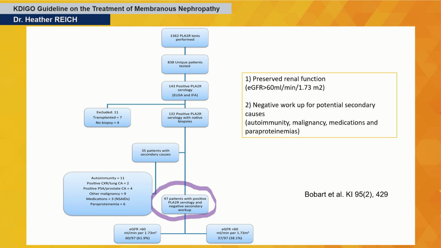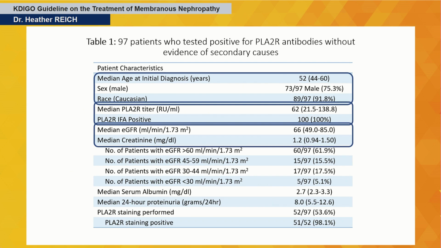They had biopsies available for analysis, and they also had negative investigations for potential secondary causes, including autoimmune screen, malignancy workup, medication review, and paraprotein measurement. These patients were largely Caucasian and male. They had positive titers in the range of an average of 60 by ELISA, and of course, by definition, all had positive IFA.